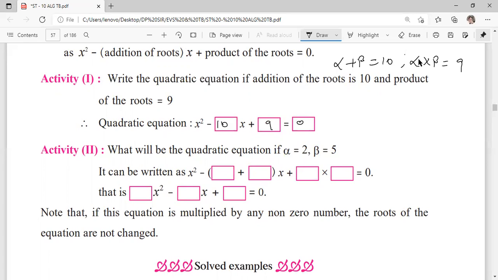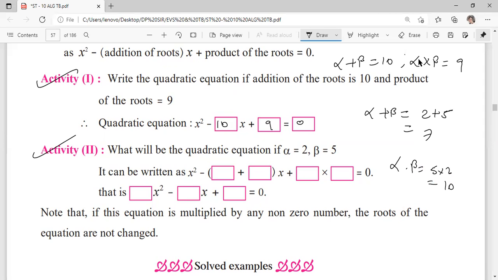Next activity. What will be the quadratic equation if alpha is equal to 2 and beta is equal to 5? So in this case, first of all, you need to find alpha plus beta. That is going to be 2 plus 5, which is equal to 7, if I am not wrong. Then you need to find alpha into beta, which is equal to 5 2s are 10. Now you can directly fill it over here.